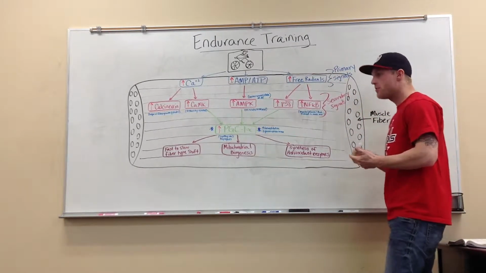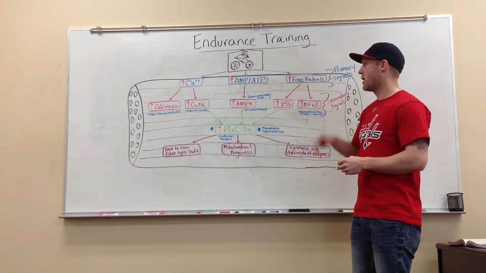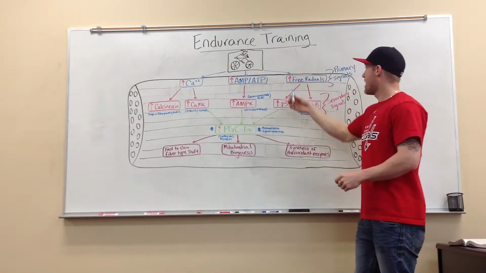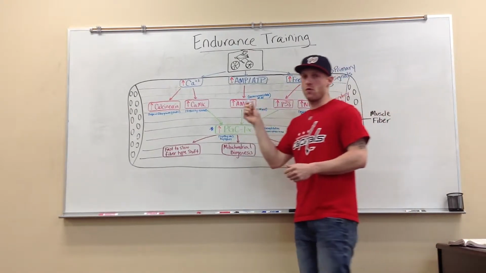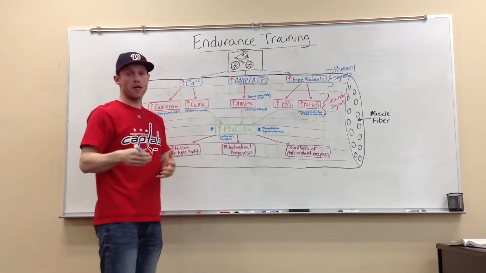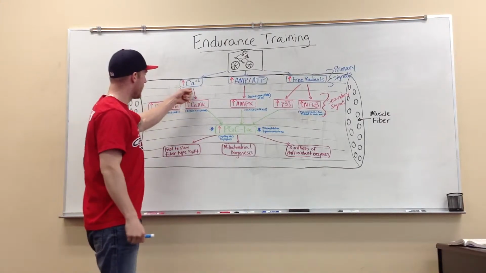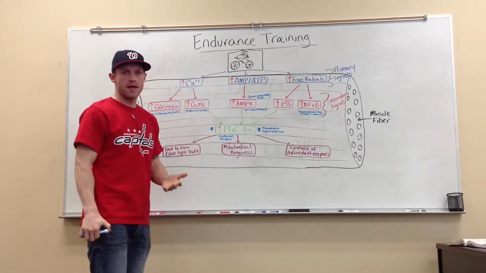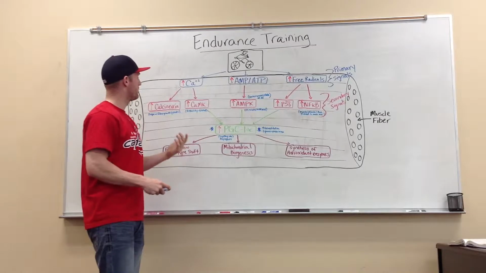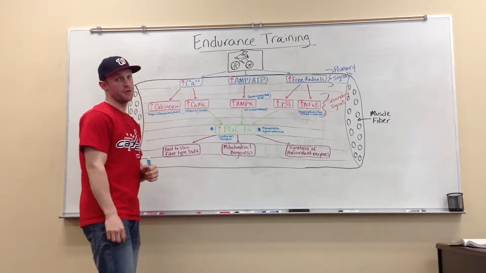So our three primary signals that occur during endurance training are calcium, your AMP-ATP ratio, and your free radicals. I'm going to start with calcium. It's no surprise that when you're exercising, you need calcium so you can contract your muscle. An increase in calcium is a primary signal to endurance training. There's no crazy science behind that one. You just need more calcium when you're doing more, okay?